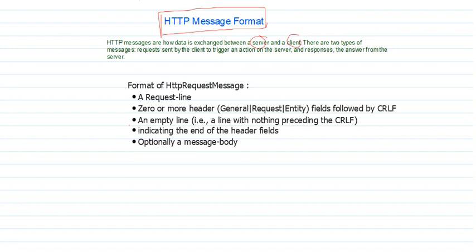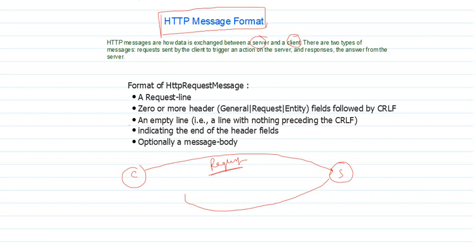Let me draw this again. This is a client. This is a server. The client sends a request to the server. There are two types of HTTP messages: one is the request message and another is the response message. We have already talked about this many times. So the client sends the request to the server.